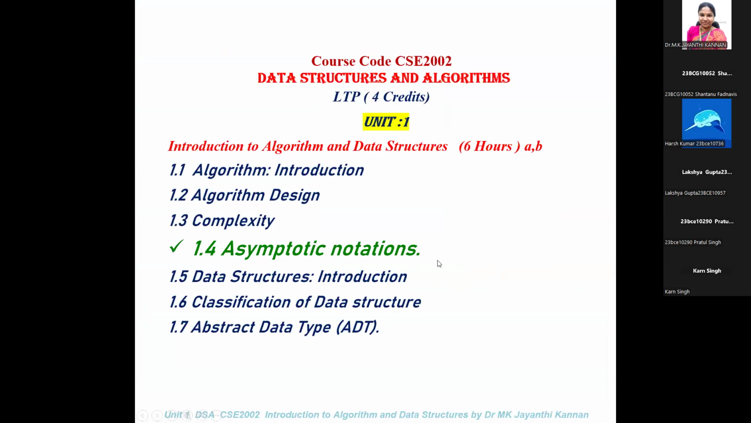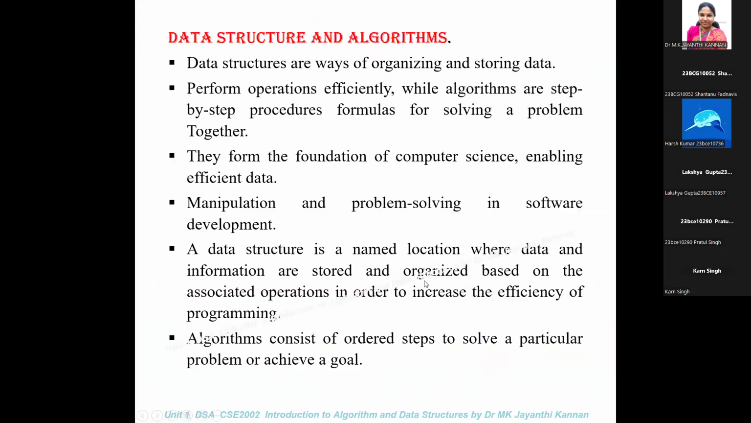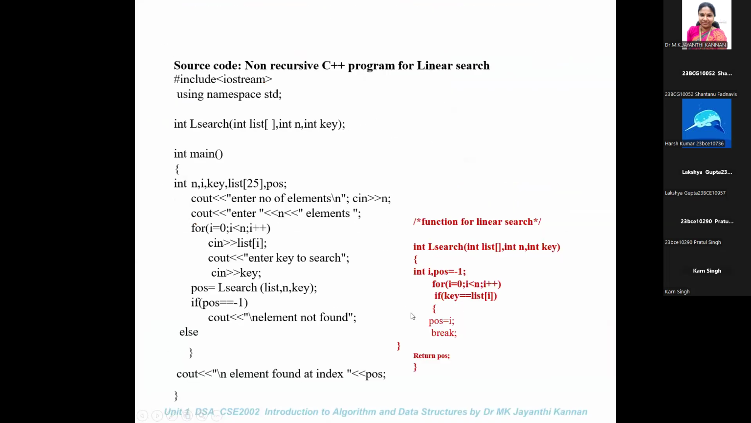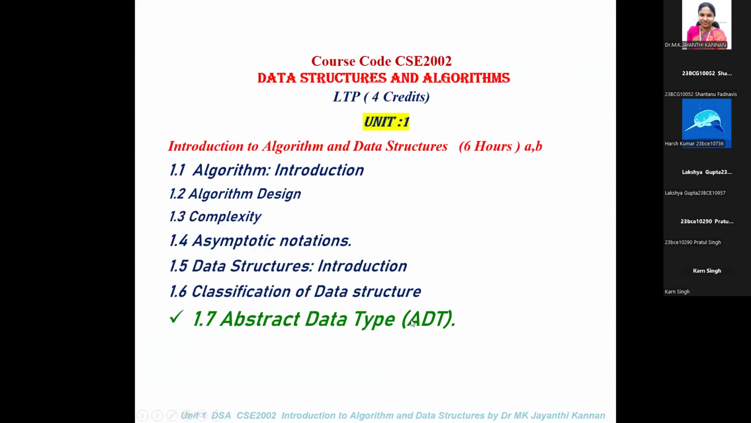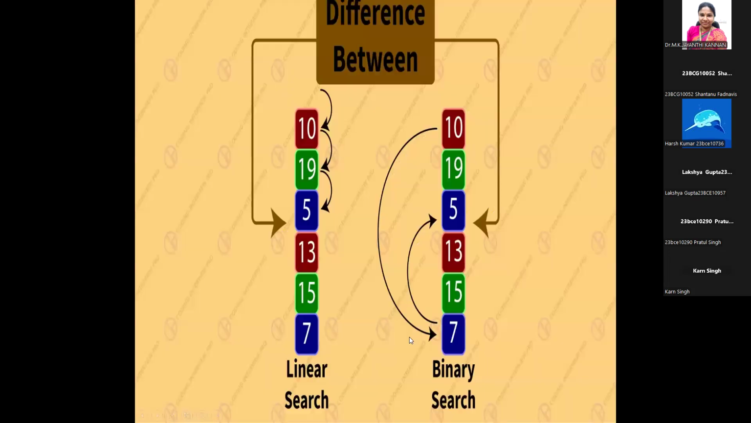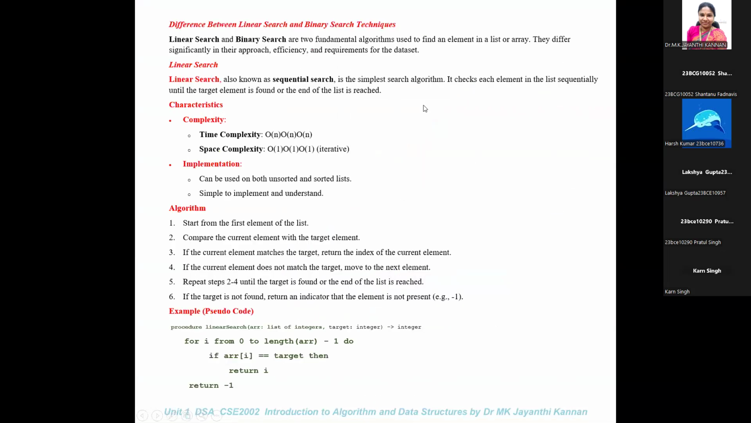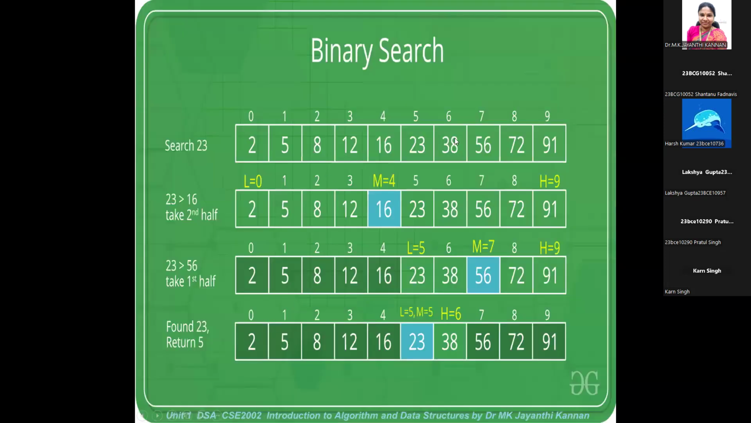Already we discussed binary search as an example with respect to unit 1 itself. Linear search we already discussed. We discussed linear search and binary search, the binary search technique, algorithm and pseudocode. So we already discussed how the searching is performed.